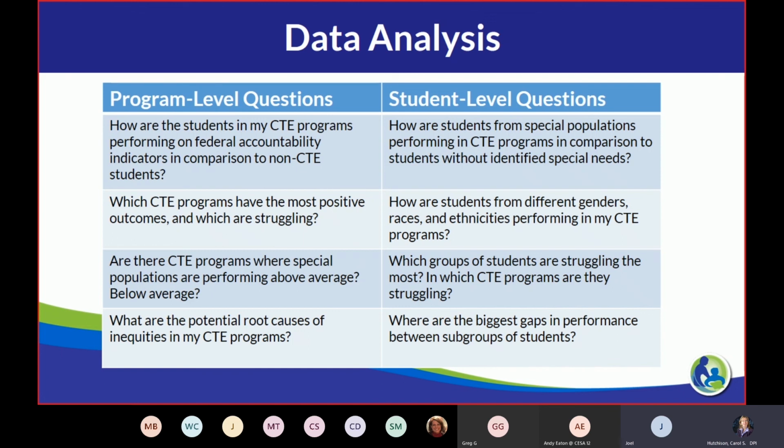In summary, your data and analysis together should tell a story about CTE student participation, performance, and programs in your district. Here again is Chris to offer some final thoughts.